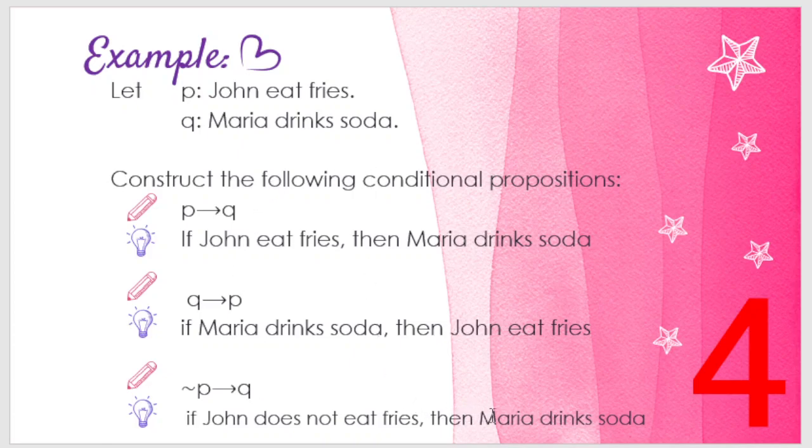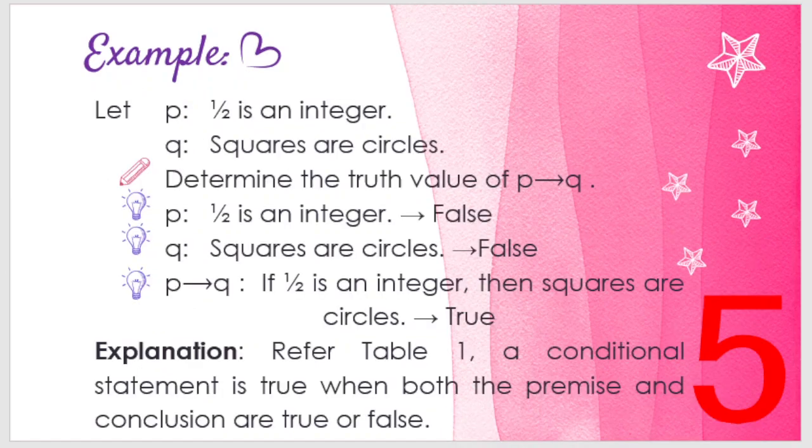So we have here then Maria drinks soda. For the symbolic form of not P implies Q, the statement will be: if John does not eat fries, then Maria drinks soda. Alright, so we have here another example.